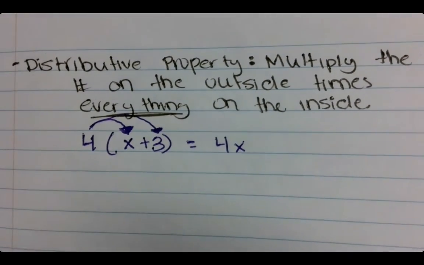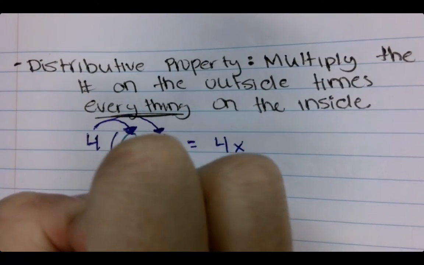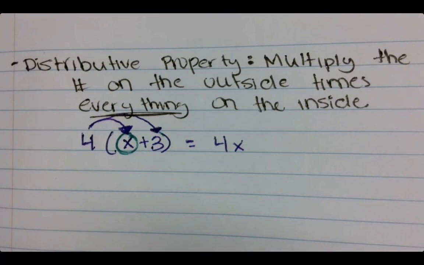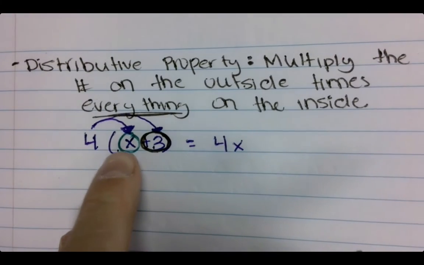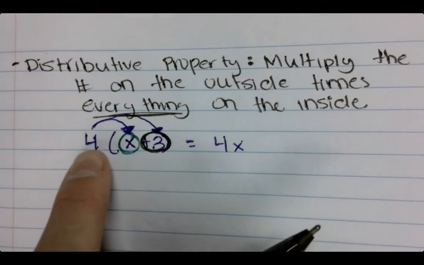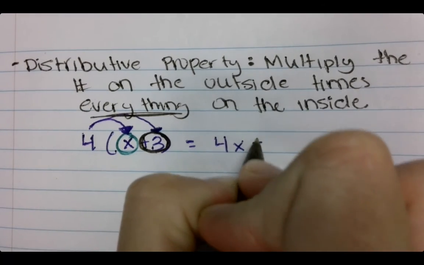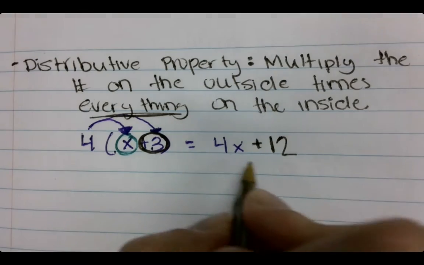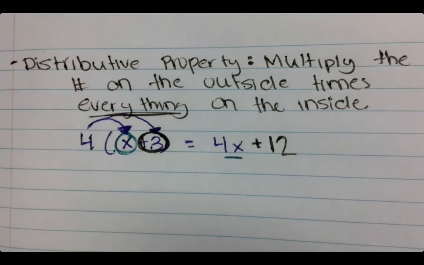Now, what sometimes students forget is, again, these are kind of separate terms. These are separate terms on the inside, right? So this is 4 times x, that's positive 4x. This is 4 times positive 3. So this is positive 12. Sometimes students have issues with that. So I just always want to make sure. Okay?